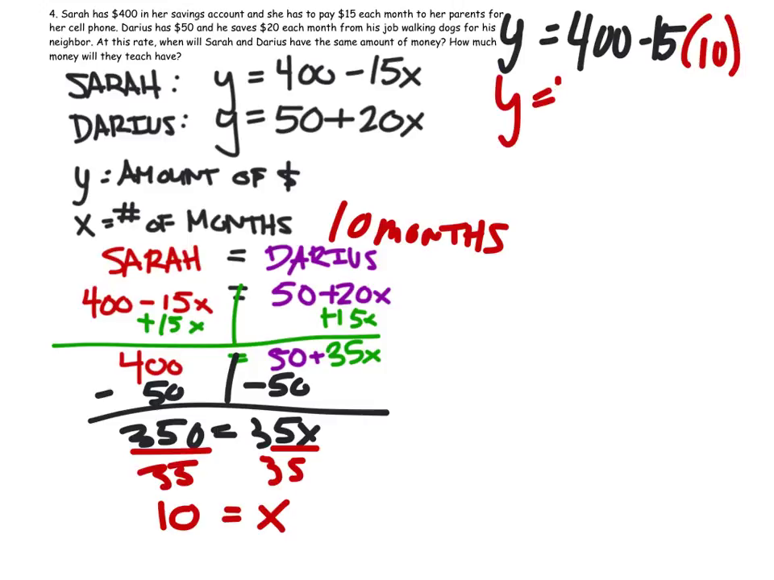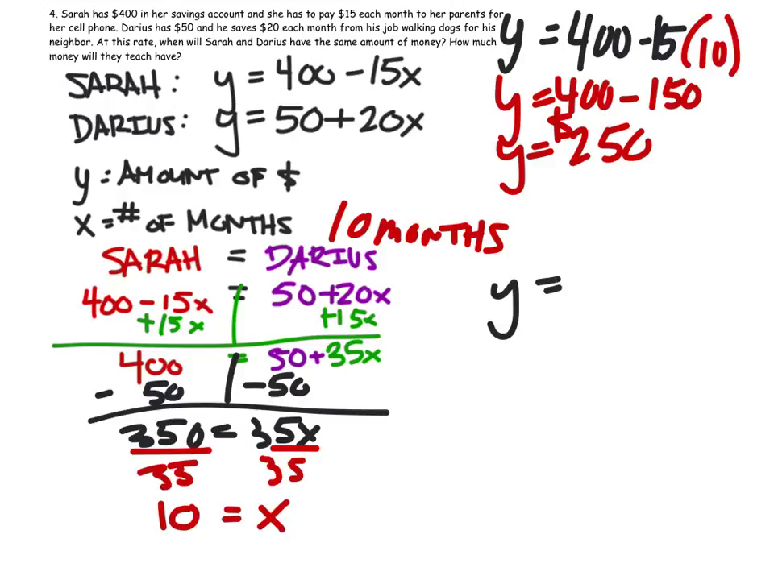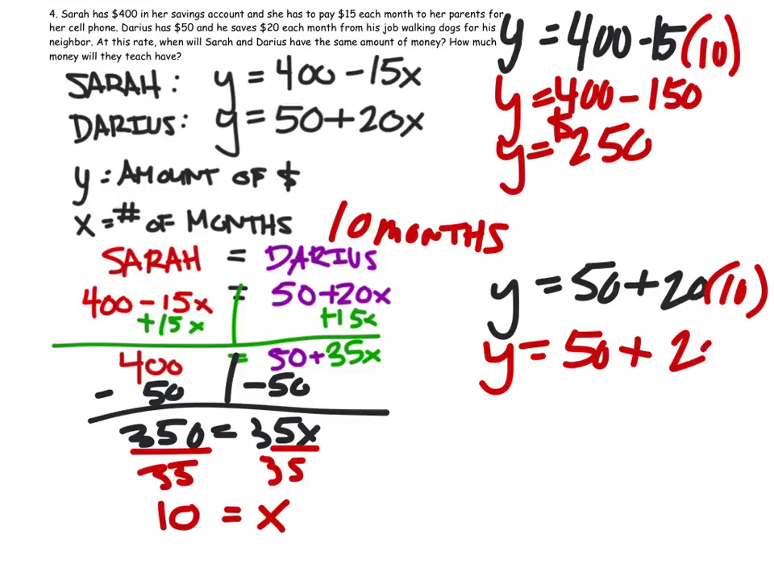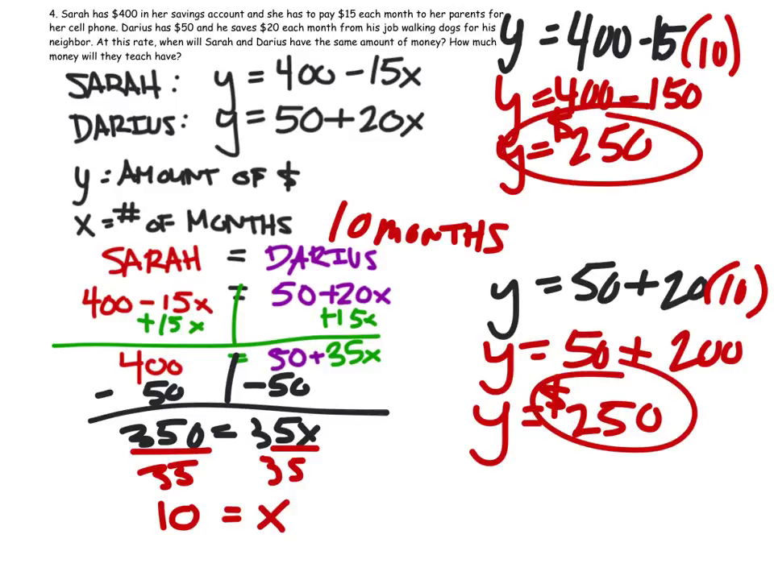So I got y equals 400 minus 150, which means that she would have $250. Well, let's check for Darius. Y equals 50 plus 20 times 10 months. And we get y equals 50 plus 200, which is $250. So we can see there and check to make sure that they had the same amount of money after 10 months, both of which was $250.